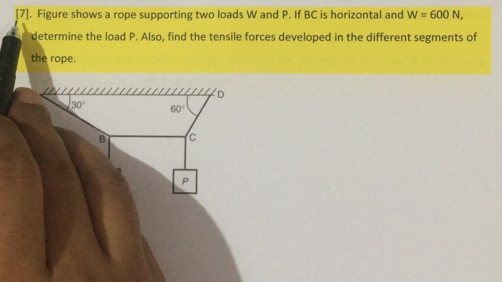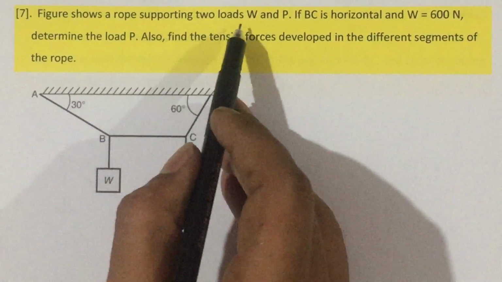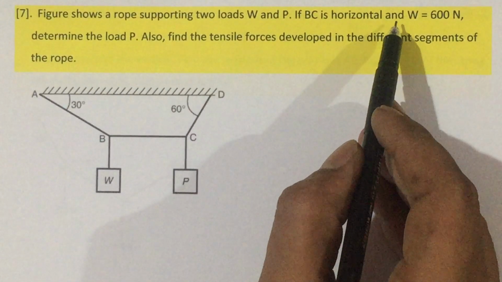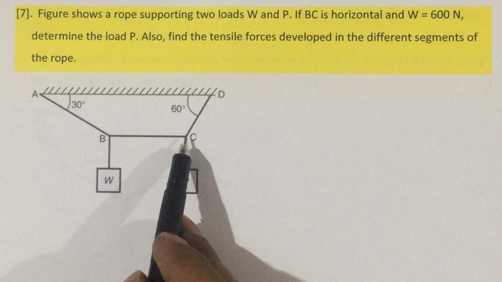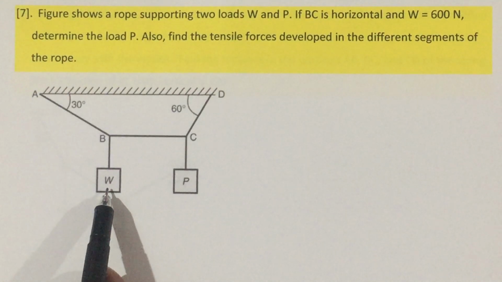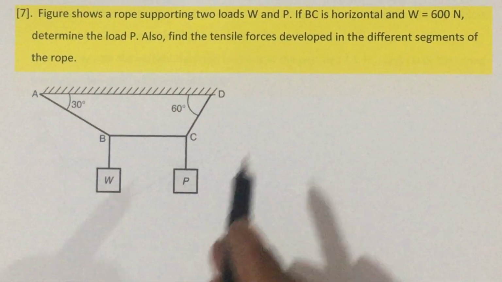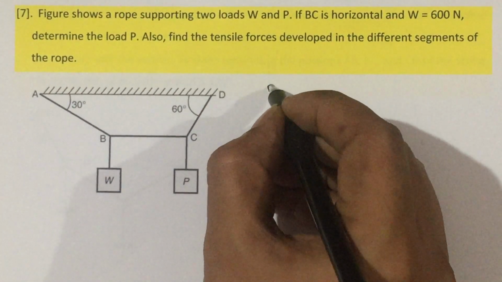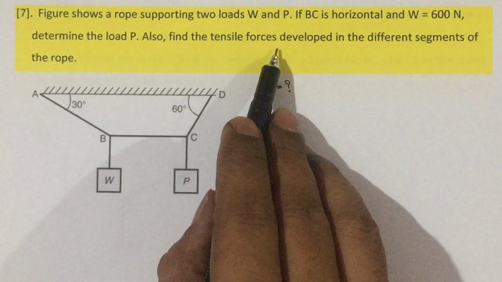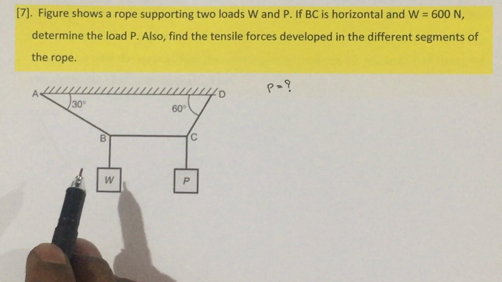Hi, problem number 7. The figure shows a rope supporting two loads W and P. If BC is horizontal, that is this line is horizontal, and W is equal to 600 Newton, determine the load P, that is P is equal to question mark. Also, find the tensile forces developed in the different segments of the rope.